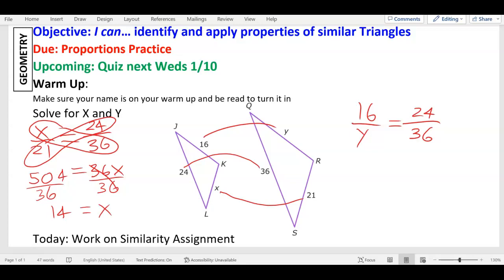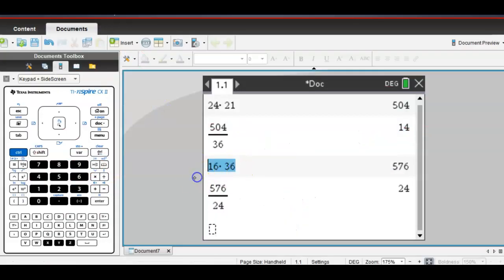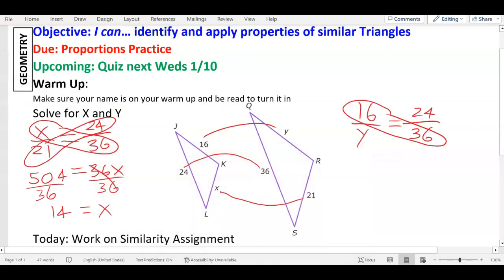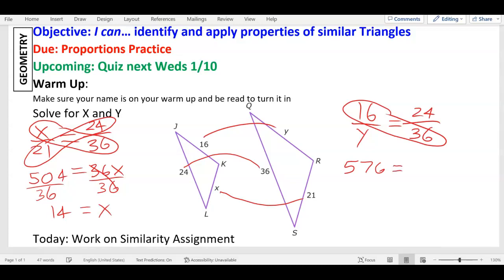Do you see I'm just using these numbers to make a fraction? And then I can set them equal like this, cross multiply and divide, right? So let's cross multiply and divide. What is 16 times 36? Calculator helps me, I already got it. 576. Equals, and then we cross multiply here. Y times 24 is 24y. Is everyone following along?